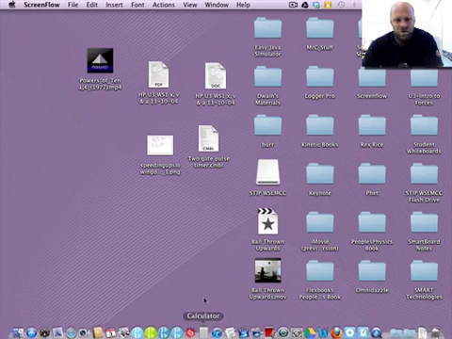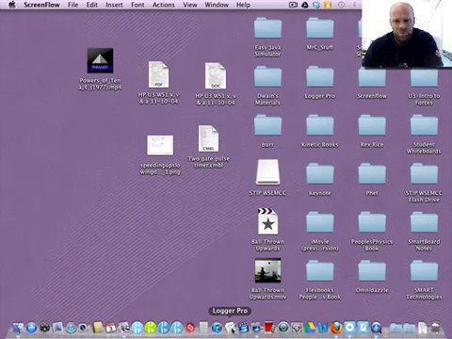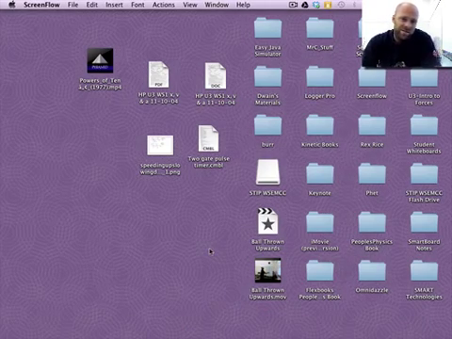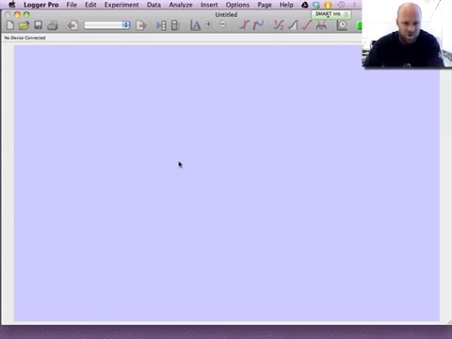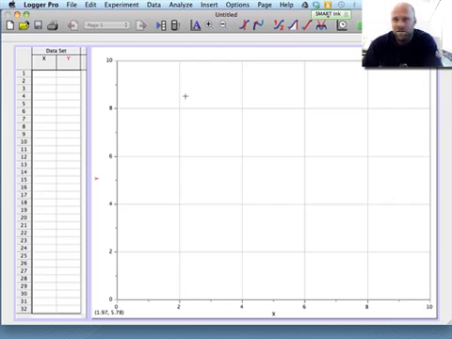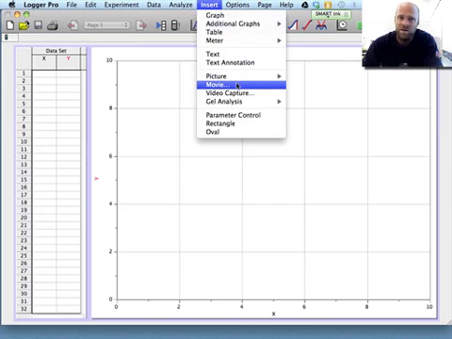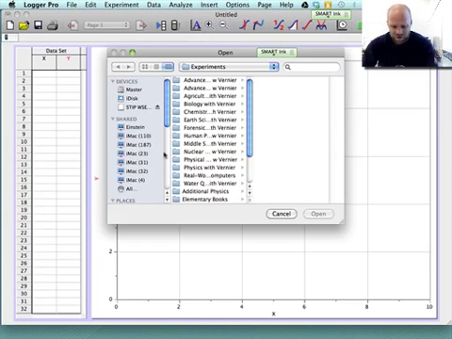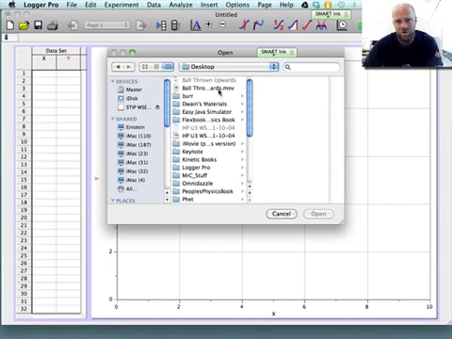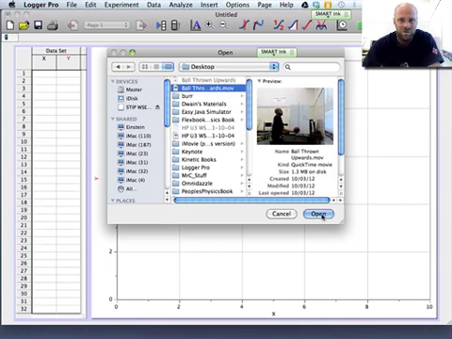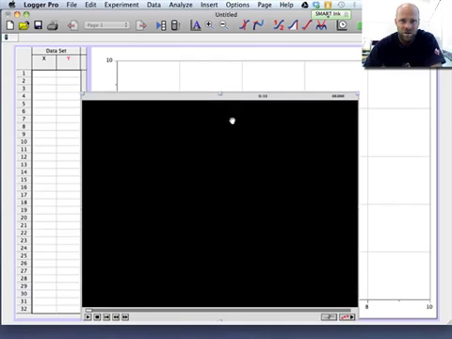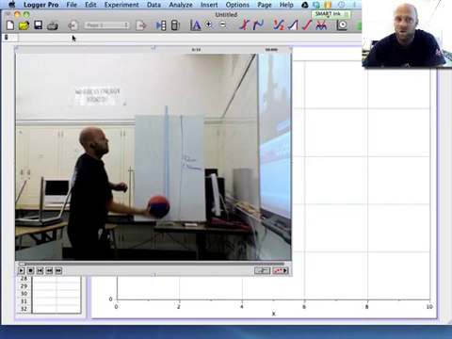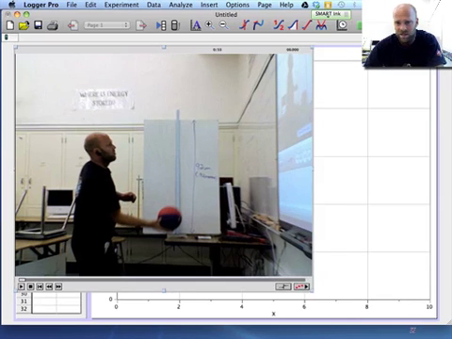Okay, so to do this, I'm going to open Logger Pro, and at the same time I'm going to show you how you can use Logger Pro to analyze video. Once you open Logger Pro, you can just insert any movie. I just made one called Ball Thrown Upwards. I'm going to insert that now. And I'll make this video large so that you can easily see it.